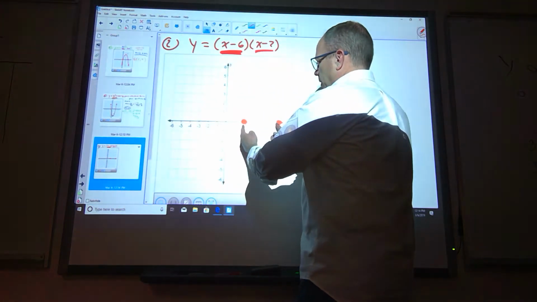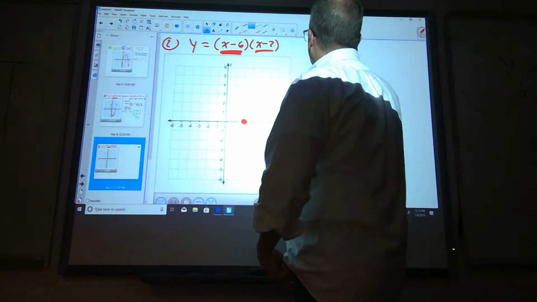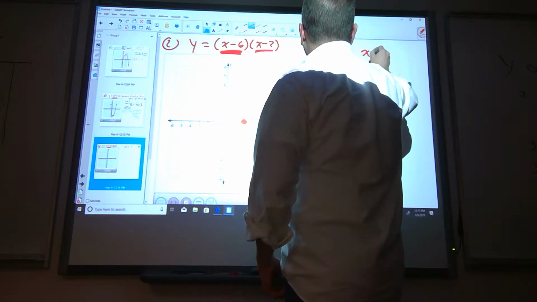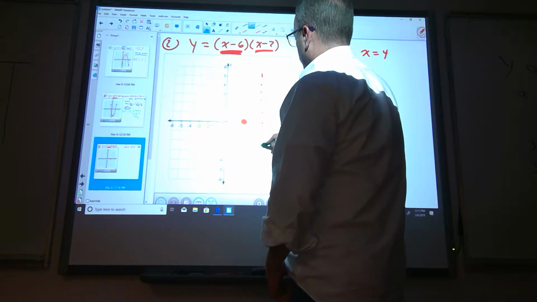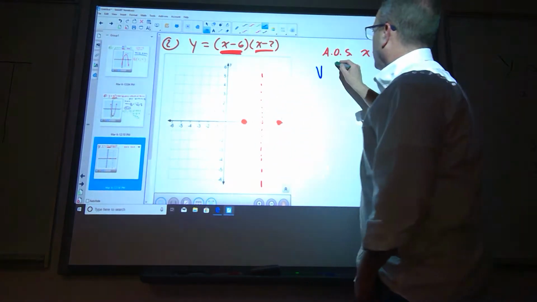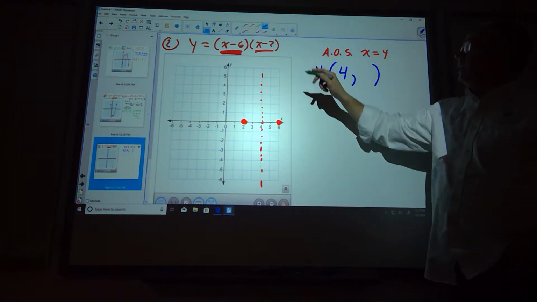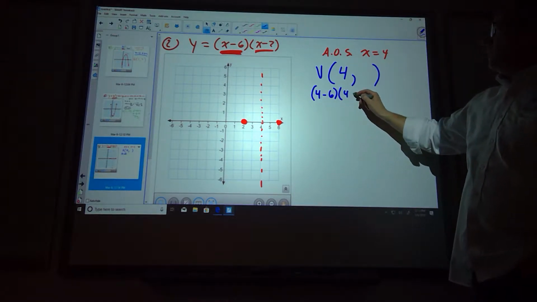And so let's come into the middle. So I'm going to come in 1, so I get to 3, 5. Come in 1 more, I get to 4. So my axis of symmetry is x equals 4. So somewhere up or down this line is going to be our vertex. So find the vertex. I'm going to plug 4 back into the original. So I'm going to get 4 minus 6 and 4 minus 2. Is that okay?